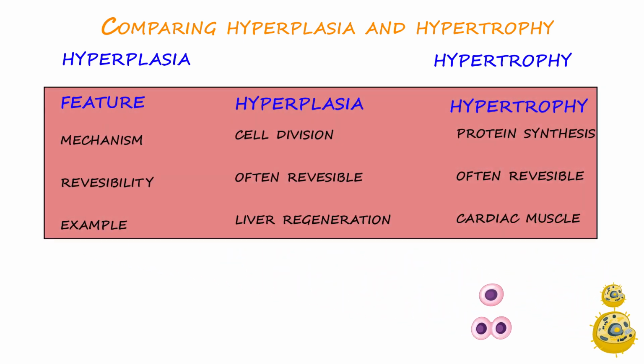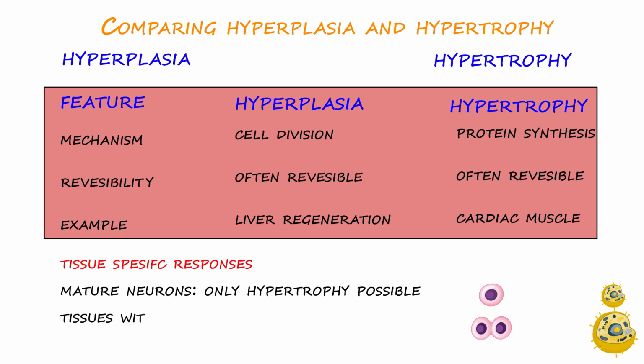Interestingly, some tissues like the uterus during pregnancy can undergo both hyperplasia and hypertrophy simultaneously. However, the response is often tissue-specific. Mature neurons can only undergo hypertrophy, while tissues with stem cells primarily favor hyperplasia.